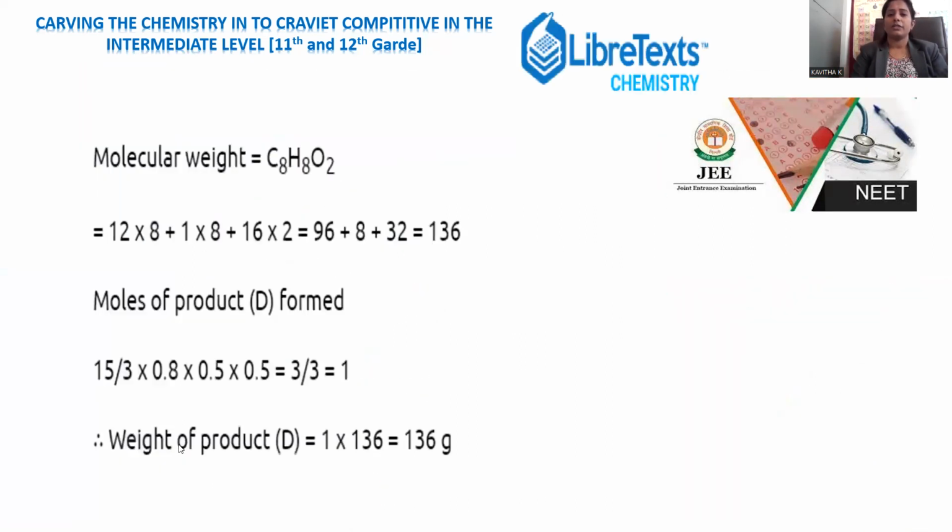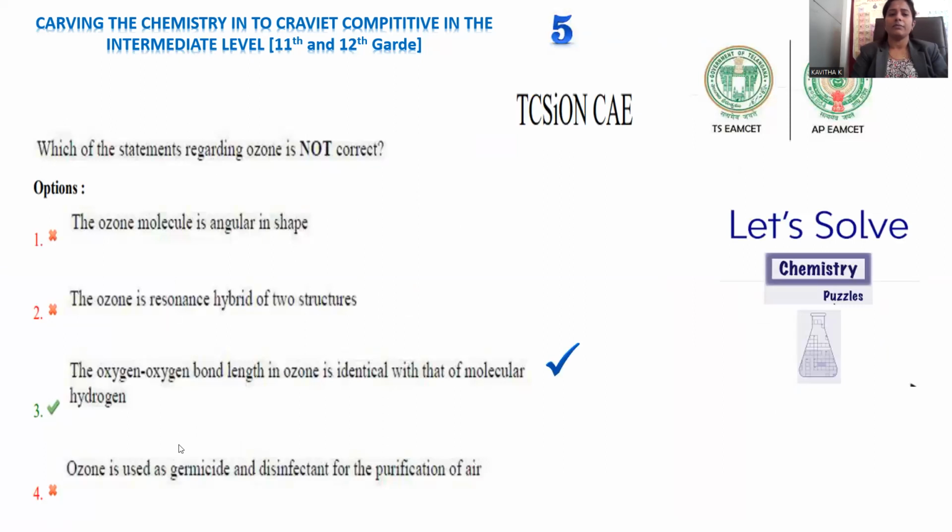Let's move on to question number 5. Question number 5 is taken from the Telangana EAMCET examination 2023. Which of the following statements regarding ozone is not correct? We need to answer which is not correct. All the statements are correct except one, that we need to predict.